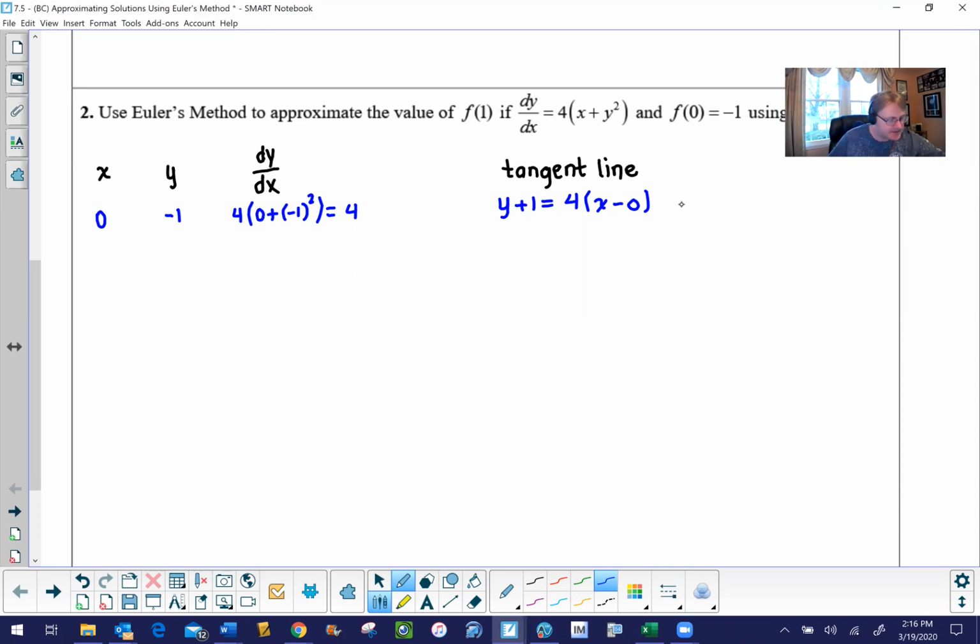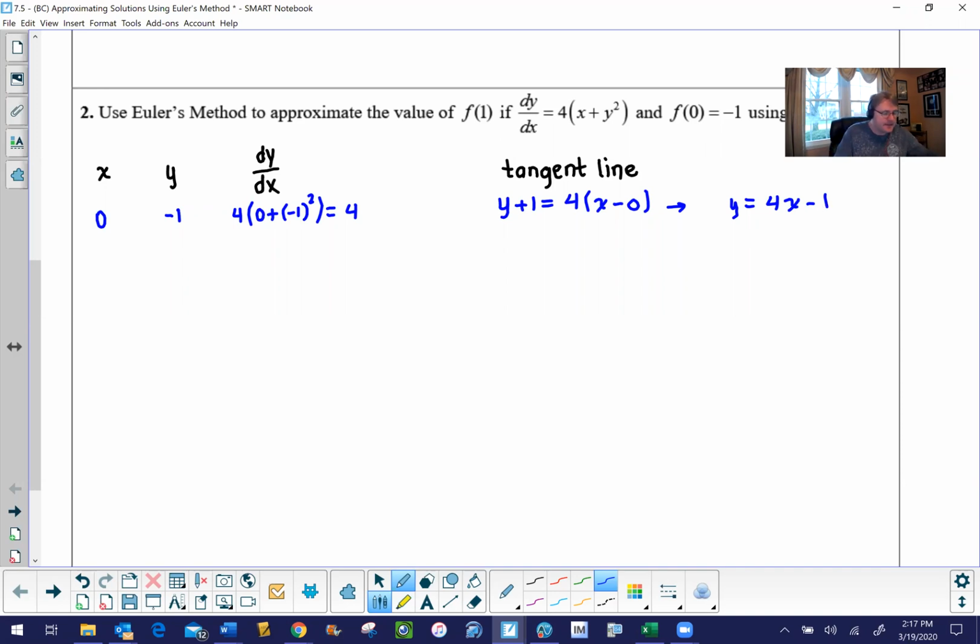And if we go ahead and solve this for y, which is going to be to your best interest here in a moment anyway, we would have y equal 4x minus 1. Okay, so come AP exam time, honestly, you're halfway done. You get to this step, you probably only have to do one more iteration.